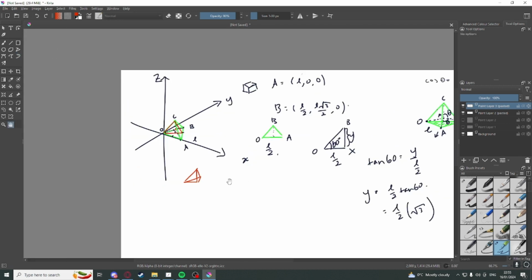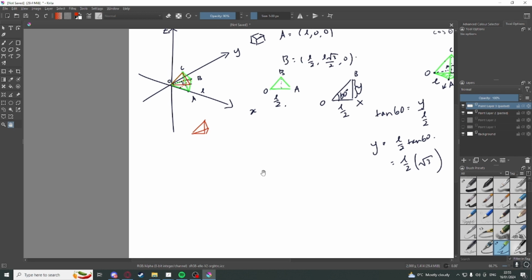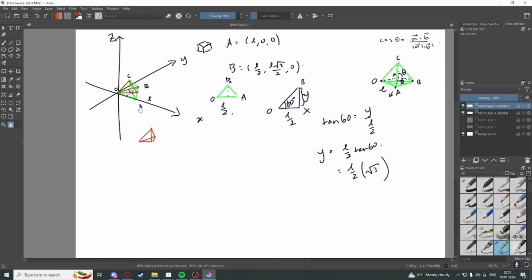And I hope you can see that this length, O all the way to the midpoint of AB, is also the same length as the midpoint of OA all the way to B, right? Just some rotational symmetry in this tetrahedron. And so I'm gonna use this.